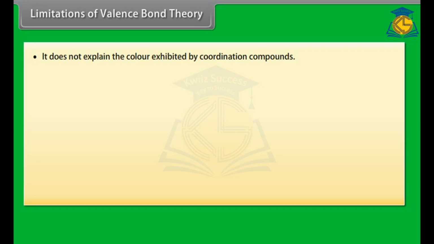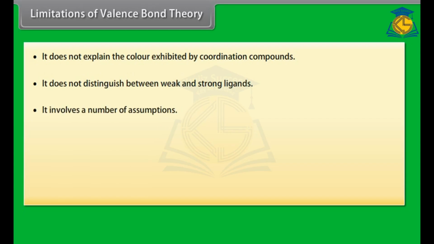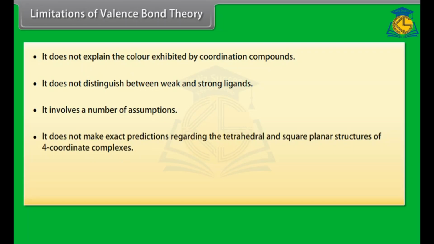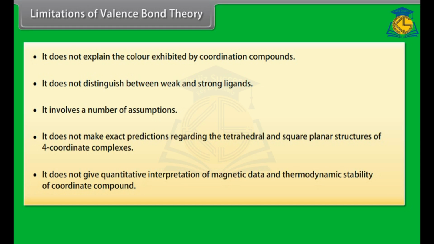Limitations of valence bond theory. The main limitations of valence bond theory are the following. It does not explain the color exhibited by coordination compounds. It does not distinguish between weak and strong ligands. It involves a number of assumptions. It does not make exact predictions regarding the tetrahedral and square planar structures of 4 coordinate complexes. It does not give a quantitative interpretation of magnetic data and thermodynamic stability of coordination compounds.